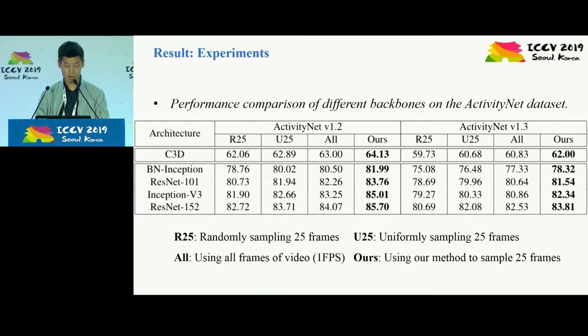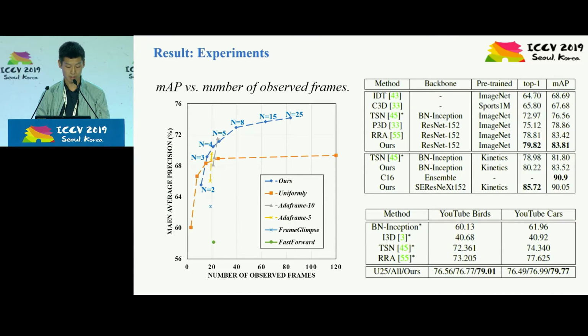Here we examine our framework with different backbones on the ActivityNet dataset using the RGB frames. For each backbone, we use three baselines: random sampling, uniform sampling, and using all frames. And our method achieves the best performance regardless of shallower or deeper baseline models. In the figure, we make a comparison under the scenario of observing the same number of frames, and the results demonstrate the effectiveness of our method.